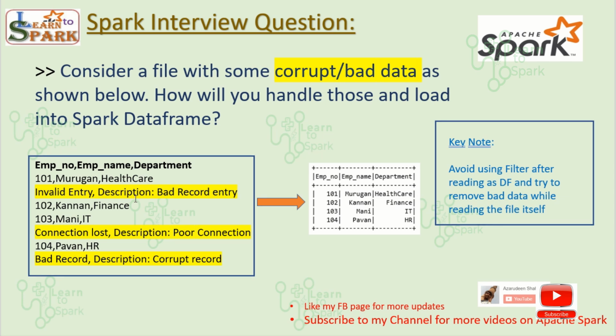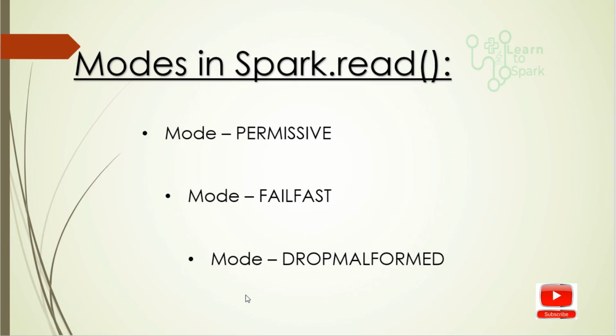With this information, what drop malformed does is it will look for the schema that is available with the 3 columns. Only if there are 3 columns, it will pick up the data, and if there are 4 columns or 2 columns, other than the 3 columns, then it will remove those records. So let us quickly move to a demo. We will check for all the 3 scenarios. I will show you. Let us open our Jupyter notebook for PySpark.